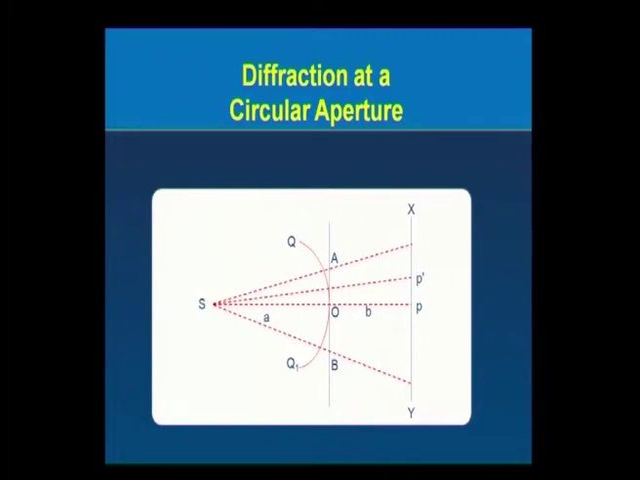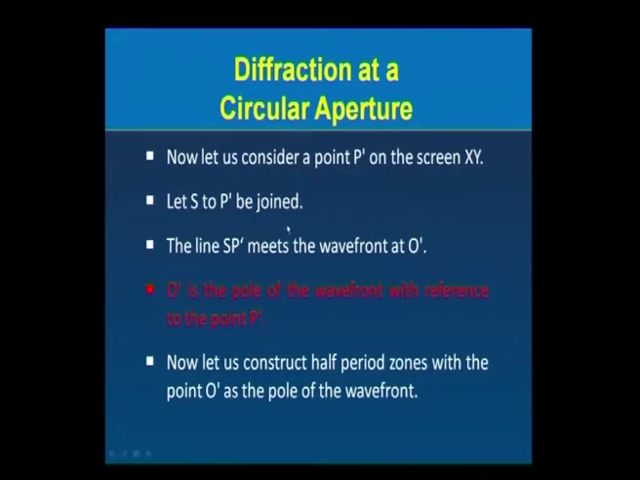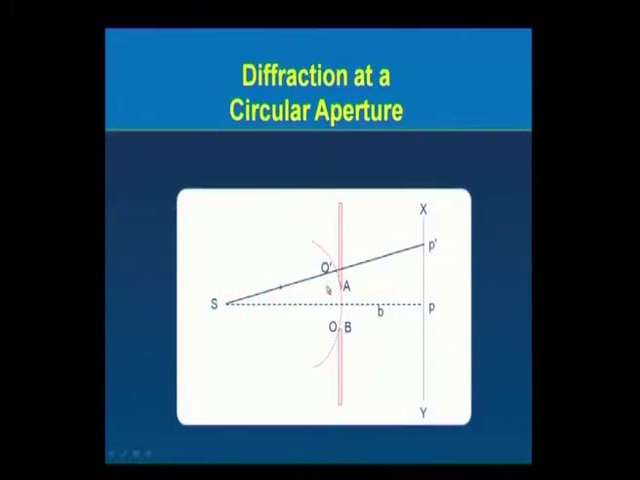And so, P prime is the point we are talking about now. The line SP prime means the wavefront at O prime. As I told you, O prime is the pole. Earlier, O was the pole for the point P. For the point P prime, O prime is the pole.